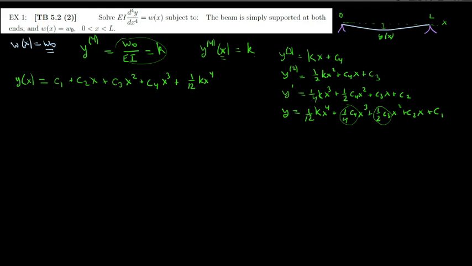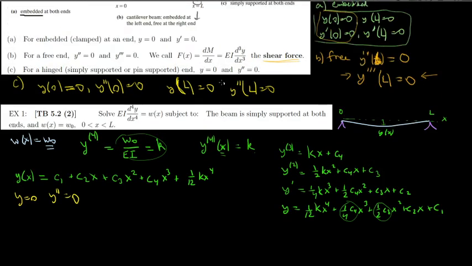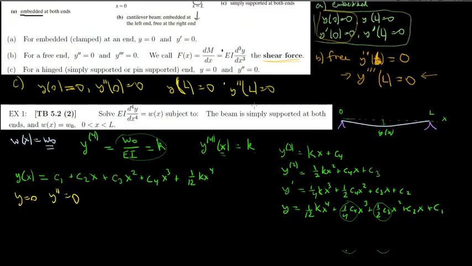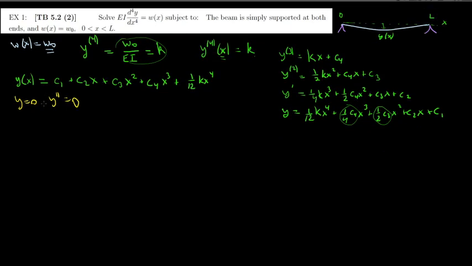So what are the boundary conditions here? Remember, this beam is simply supported. And simply supported means that y is 0 and the second derivative is 0. Scroll up here, that's part C. For a hinged or simply supported beam, the original function and the second derivative are both 0. This is going to be true at both ends, at 0 and L, L being the length of the beam here.